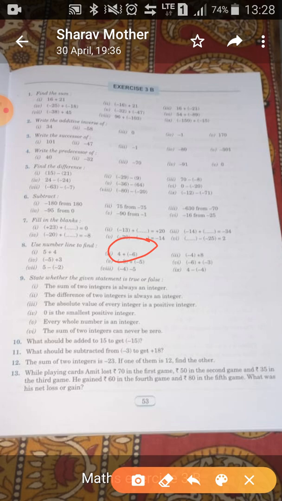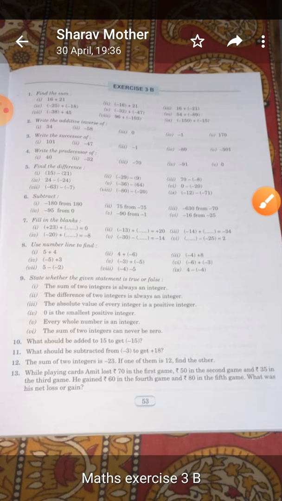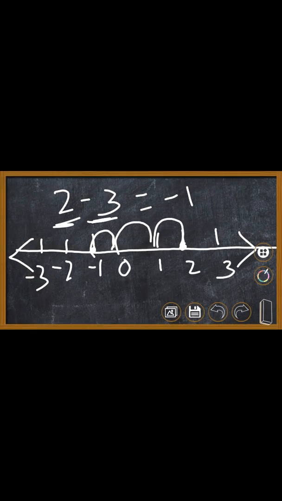4 minus 6. Okay. So it is 4 plus minus 6. So plus into minus is what? Plus into minus is minus. So I write 4 minus 6. Yes. So let me draw the number line for this. I have already drawn it for you guys.